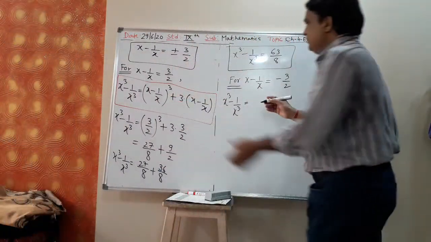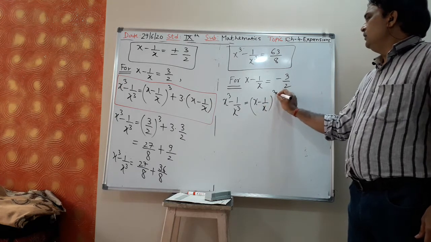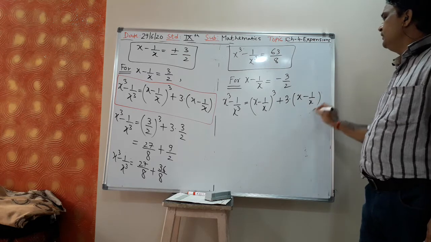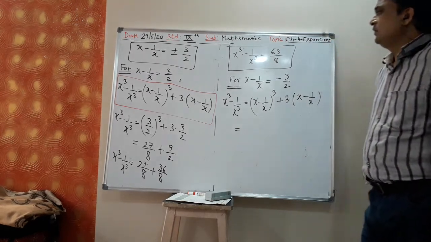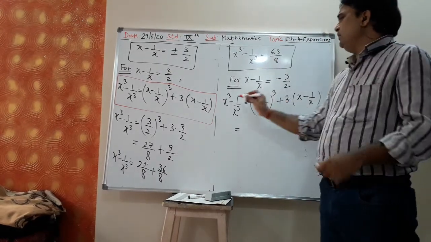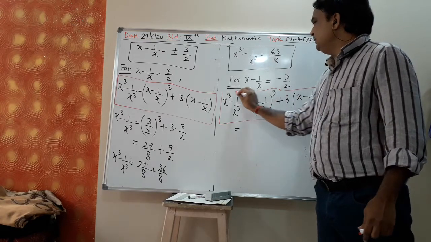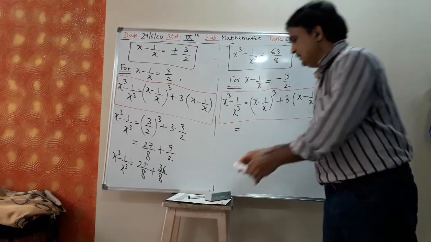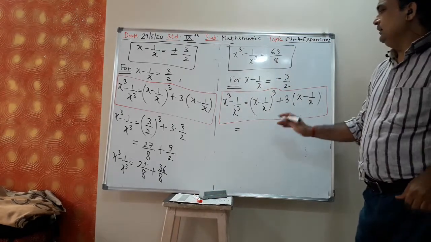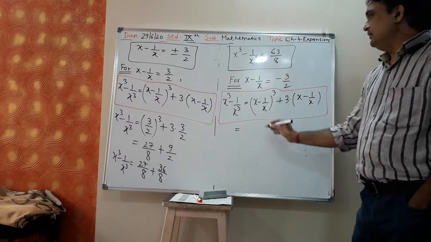So let us write the same formula. That will be x minus 1 upon x whole cube plus 3 into x minus 1 upon x. Now we substitute the value. You can take x minus 1 upon x whole cube, no problem. You will get the answer. Let me do this by this method. X minus 1 upon x is minus 3 by 2.